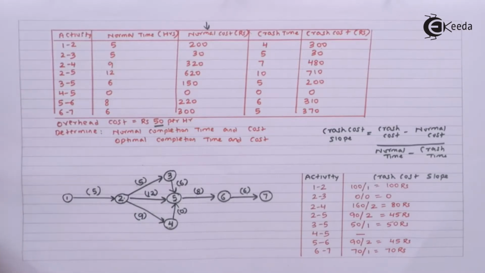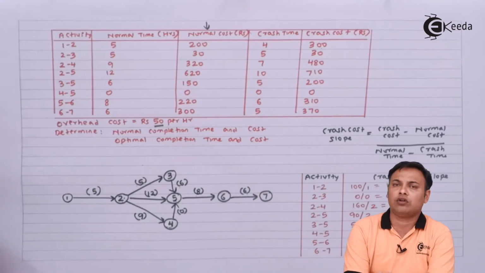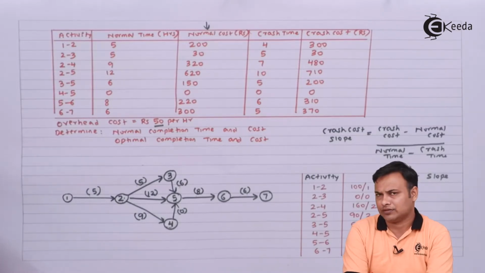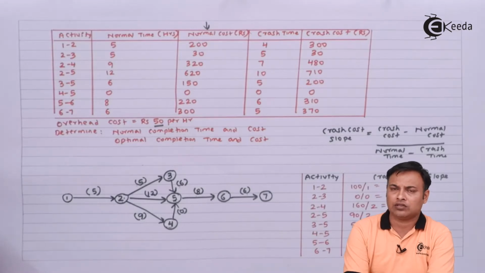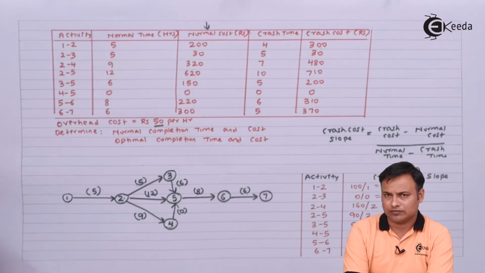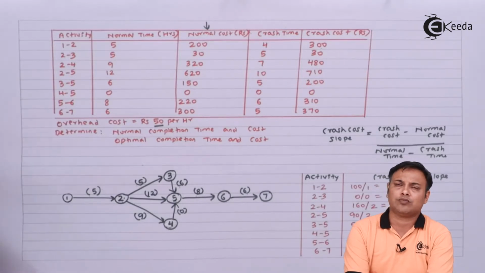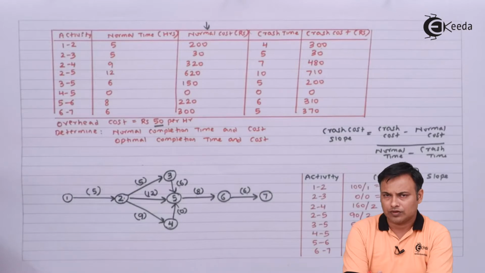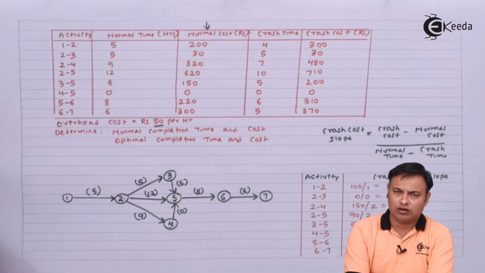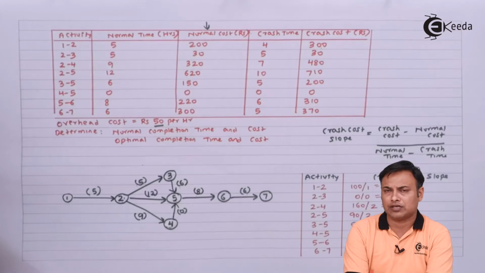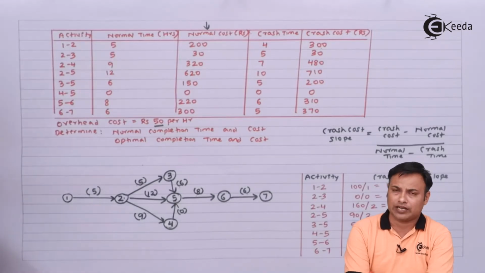So you are done with the basic calculations. Now based on the crash cost, we decide how to crash the activities. So what are the rules for crashing? First rule for crashing is that you can only crash critical path activities. All the activities lying on the critical path shall be called the critical activities, and you can only crash the critical activities. Second, if there is more than one critical path, your crashing must involve crashing on both the critical paths, either the same activity or two different activities.